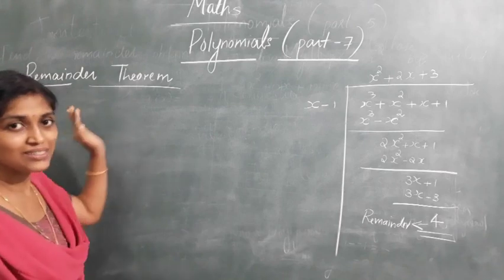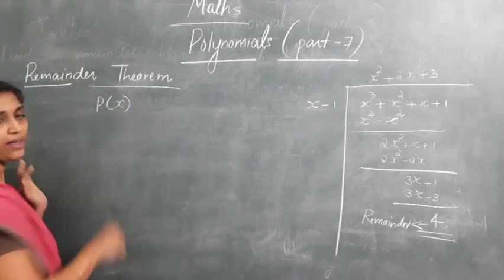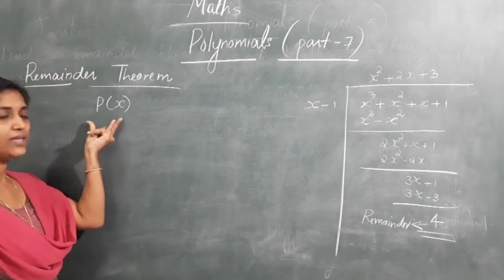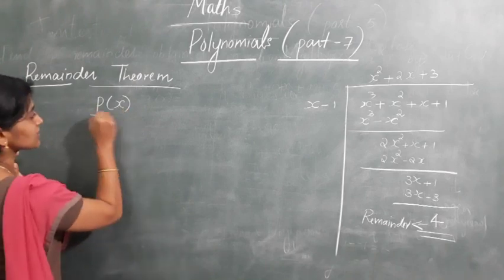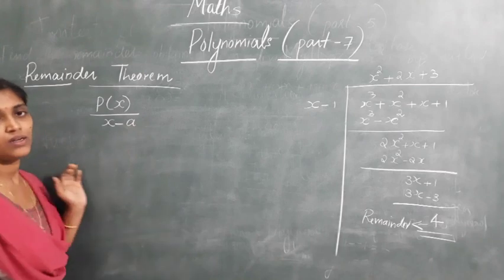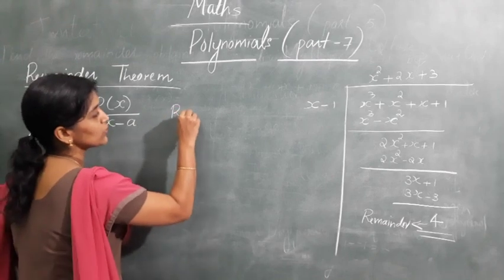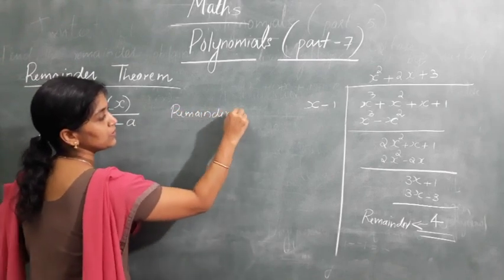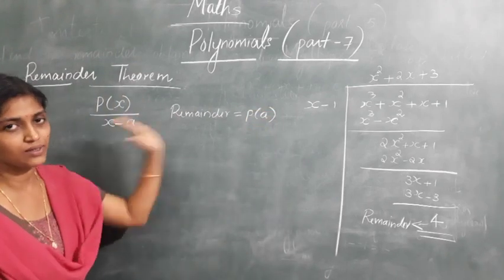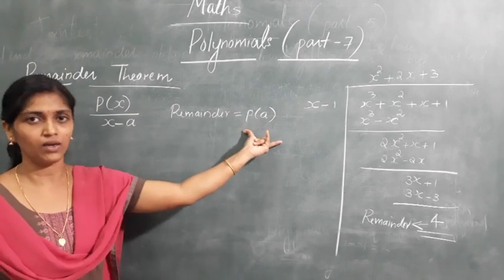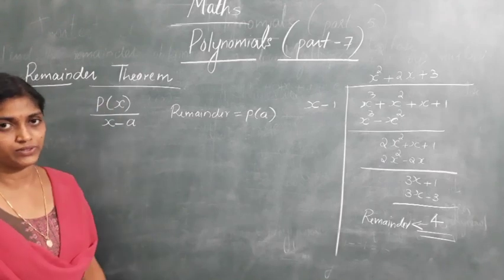The remainder theorem states: if p of x is a polynomial, and if this p of x is divided by a linear polynomial x minus a, then the theorem states that the remainder is equal to p of a. I know in this you might not have understood anything. You will be confused about what this p of a is, what this x minus a is, and what this p of x is.